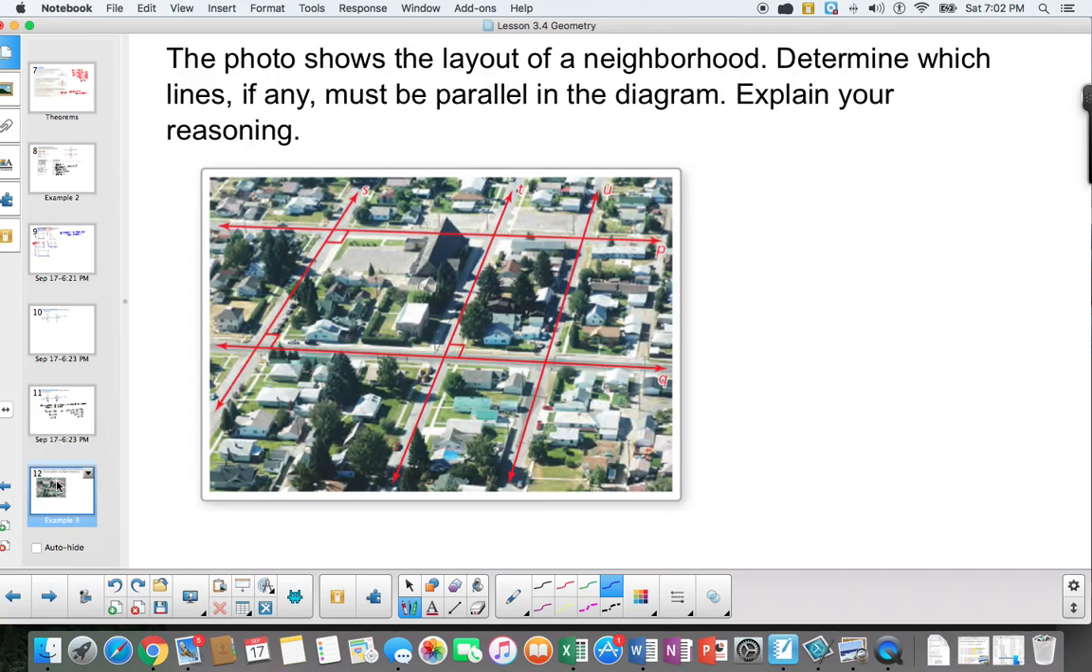Okay, let's take a look at this layout here and see if we can determine which, if any, must be parallel in the diagram. Well, I see right here, let me see if I can get my red here. I see perpendicular here and perpendicular here. So that means these two lines right here, P is parallel to Q because they are perpendicular to the same line. I also see that these two lines are perpendicular to this one. So I'm going to say S is parallel to T. And I think that's about it. So those are the lines I have.